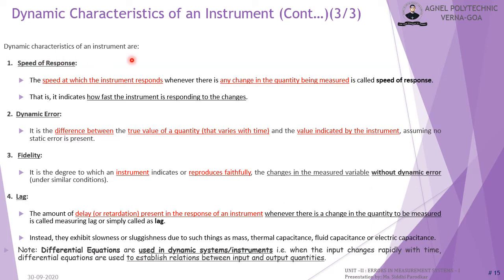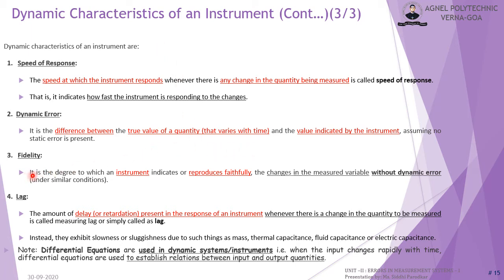Dynamic characteristics of an instrument are speed of response, dynamic error, fidelity, and lag. Speed of response is defined as the speed at which the instrument responds to any changes in the quantity being measured. That is, it indicates how fast the instrument is responding to the changes. Second is the dynamic error. It is defined as the difference between the true value of the quantity and the value indicated by the instrument, assuming there is no static error present. Please remember, the true value of the quantity for dynamic instruments varies with time.